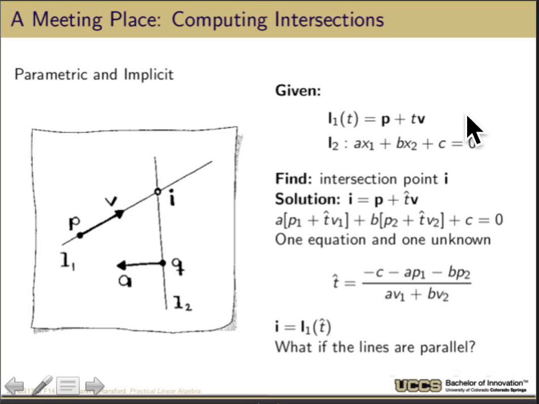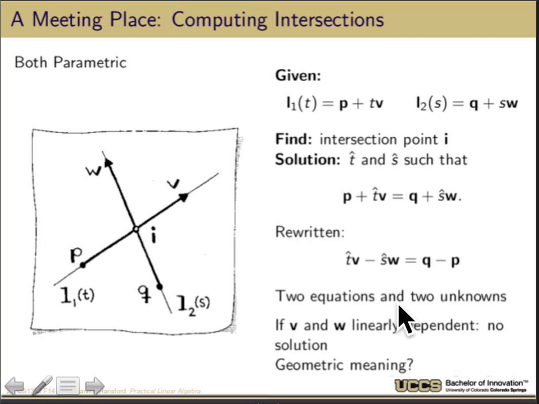So given one representation and another, you basically stick the parametric into the implicit. You can find out where they intersect. Before you actually solve for t, it's recommended that you compute if a v1 plus b v2 is equal to 0, because if it is, then the lines are parallel and there is no point of intersection.